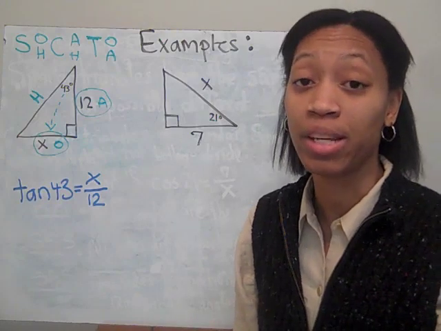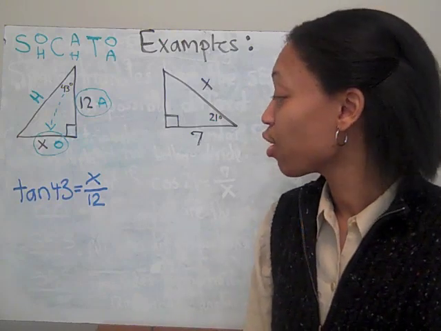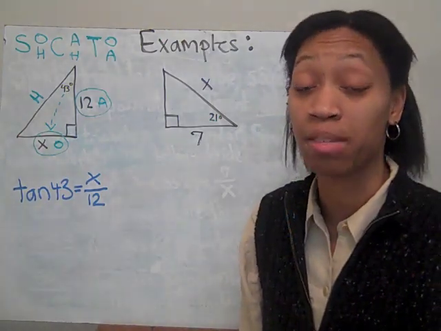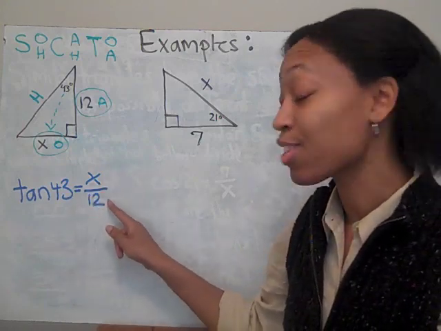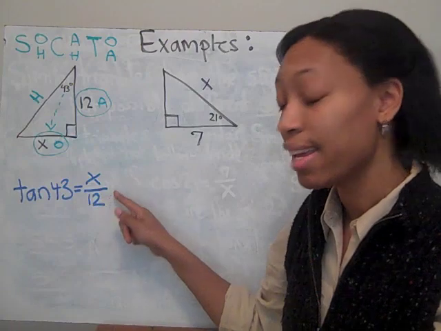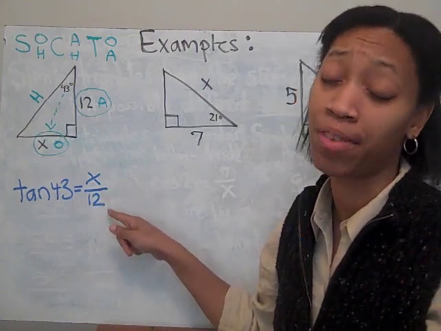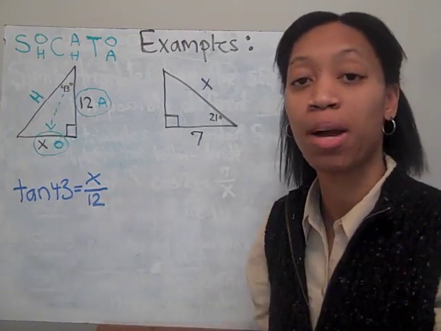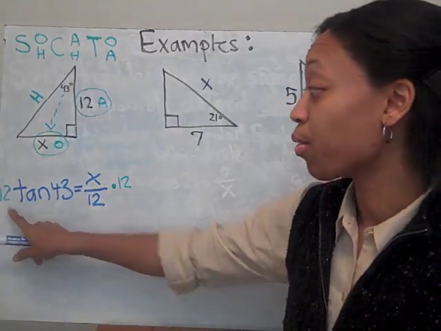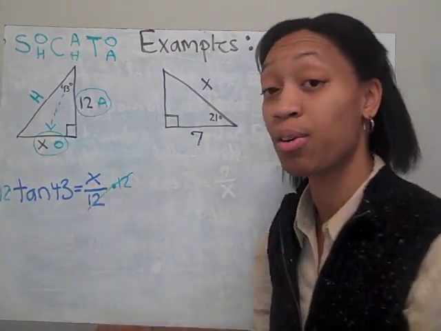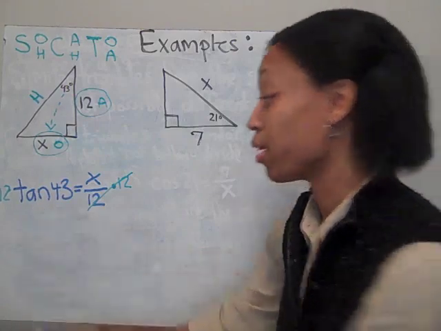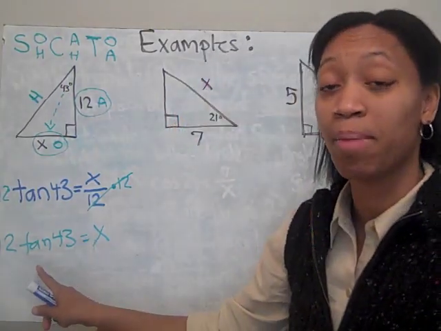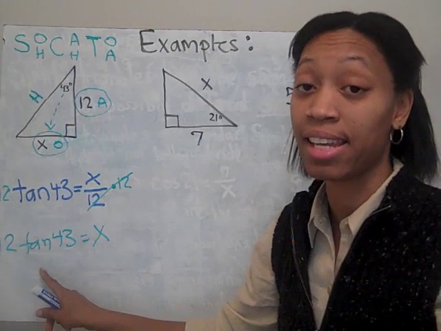Now, from here we can just solve for x. What do we have to do to get the x by itself? Well, it looks like the only thing that's next to the x on this side of the equal sign is the 12. Since we have divided by 12, multiply by 12. So, these 12s will cancel. My answer is going to be 12 times the tangent of 43. Now I can get my calculator and put this in to get the answer.